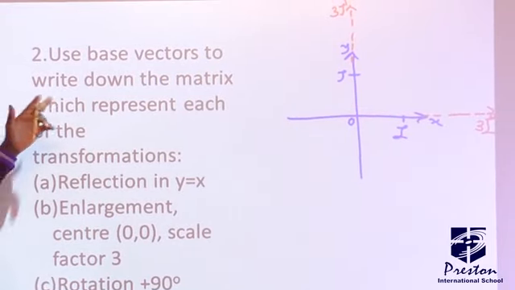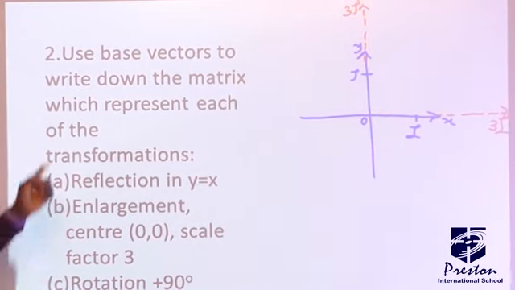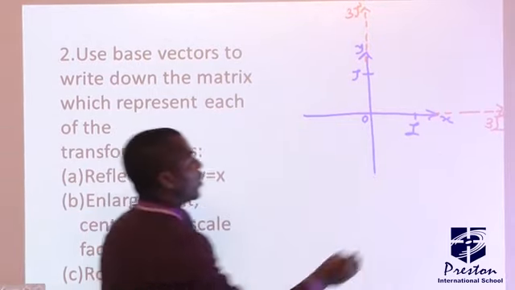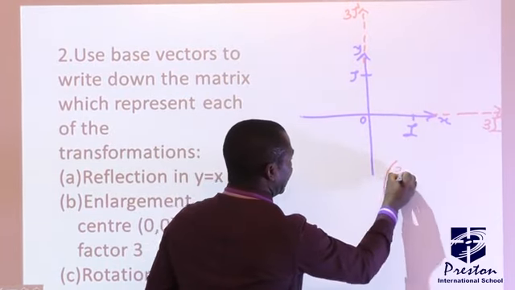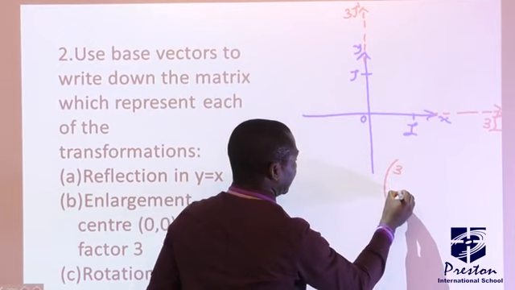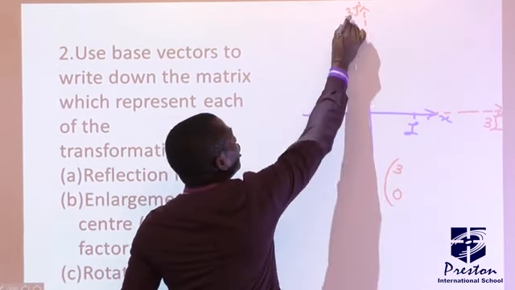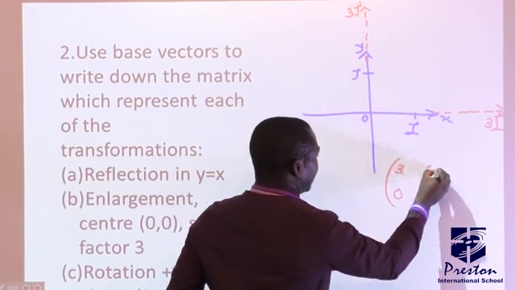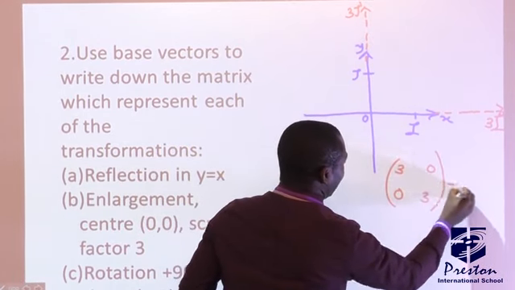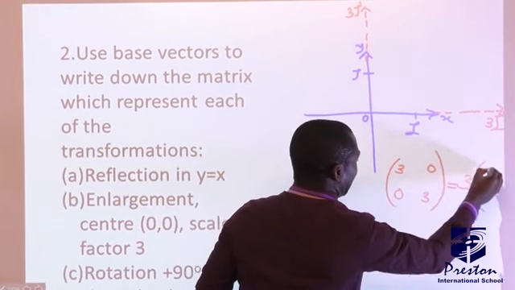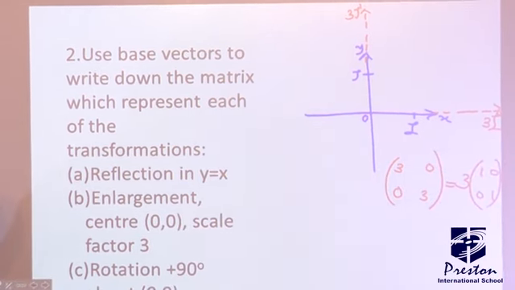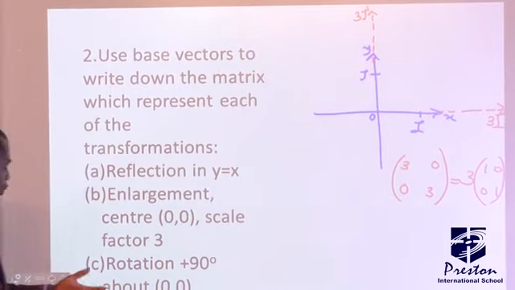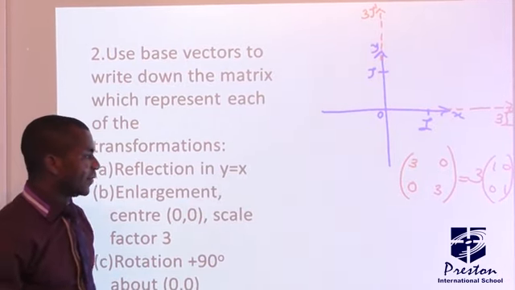Now, the question says use base vectors to write down the matrix which represents each of the following. What's the new image for I? The new image of I is (3, 0). The new image of J is (0, 3). So this will give us the matrix (3, 0; 0, 3), or you factor out the 3. So that represents enlargement. With this, we'll come to the end of the lesson.